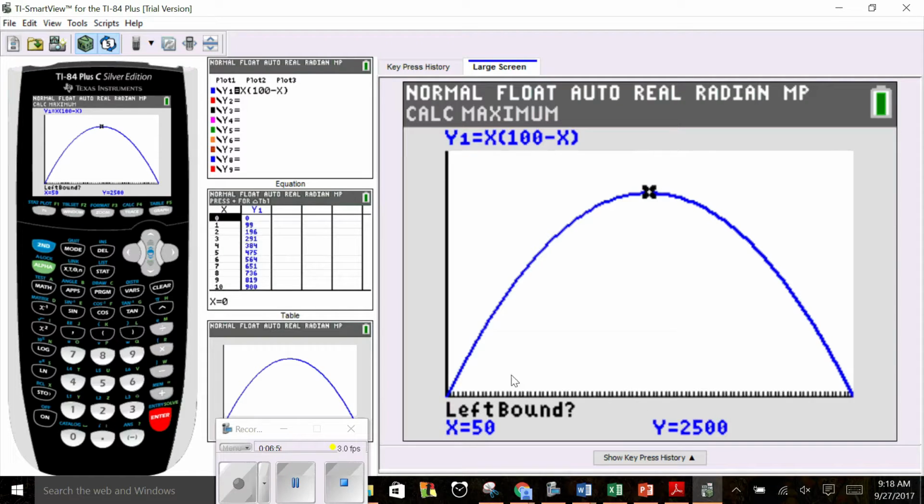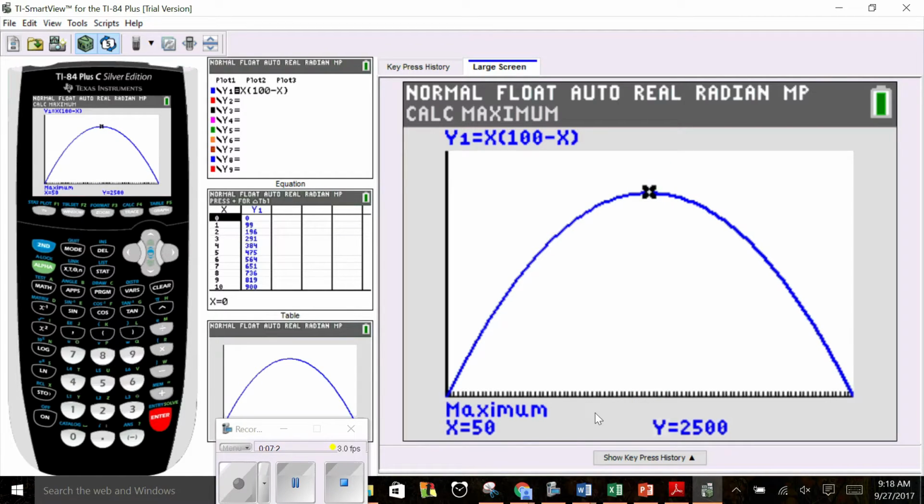It says, what's the left bound? Well, that means my cursor needs to be left of the maximum. It just has to be a little bit left of it, and then hit enter. And then I need to scroll right because it's asking me about a right bound. So I go to the right, and I hit enter. And then it's asking me to guess where the maximum is. That's kind of neat. It's doing some calculus here for us, so we don't have to. We're going to let the calculator do that work for us.